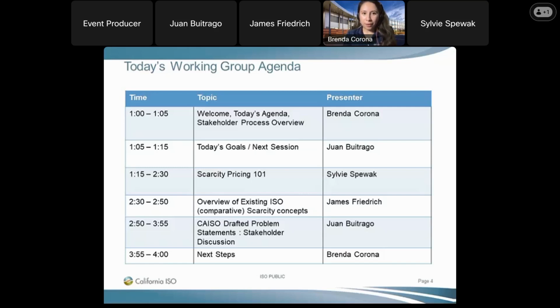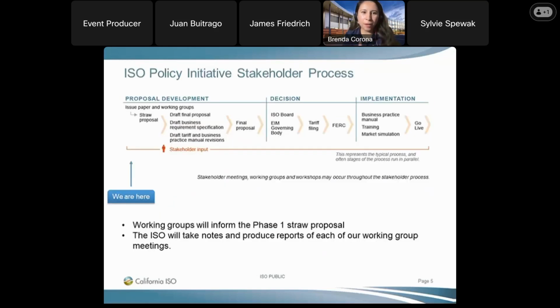But other than that, we will go ahead and go on to the next 2 slides. These are already mentioned from prior meetings, just where we're at in terms of the policy initiative stakeholder process. So we are at the beginning part of the pre-proposal development phase. And then just right here, I think I'll go ahead and hand it off to Juan. He'll kick us off for the working group deliverables and slides.